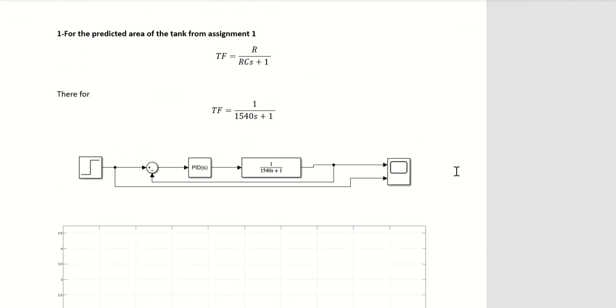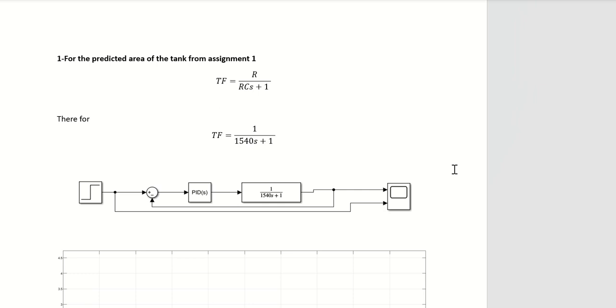First of all, we took the transfer function calculated and assumed from assignment one. The transfer function is R over RC S plus 1. We're going to assume that R is equal to one, and the capacitance came out at about 1,540 mm.